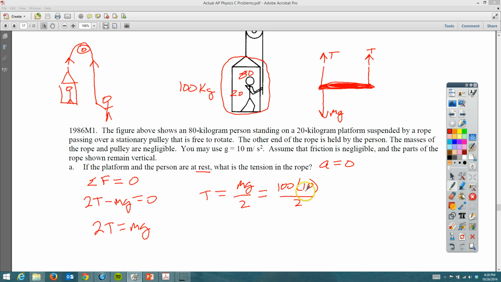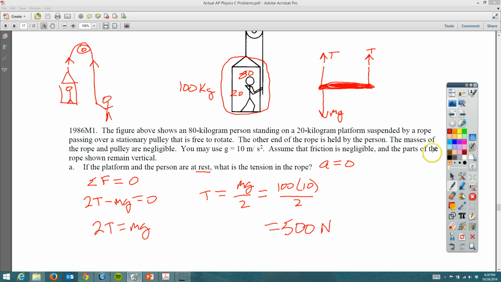So 100 times 10 would be 1,000 divided by 2, and that gives us the tension in each rope of 500 newtons. It's similar to just a person hanging by 2 ropes. You just divide their weight by 2, and that gives you the right answer.